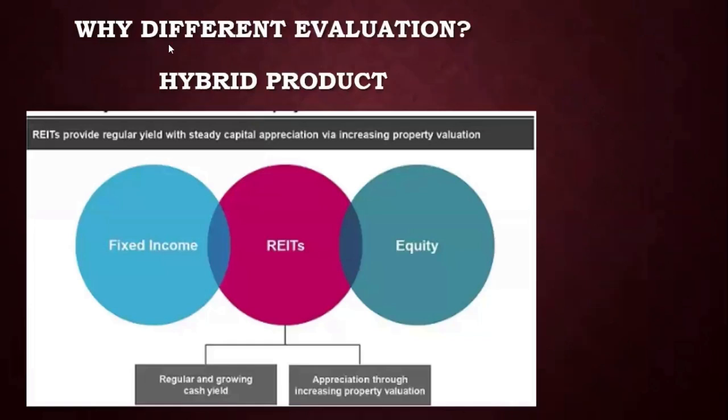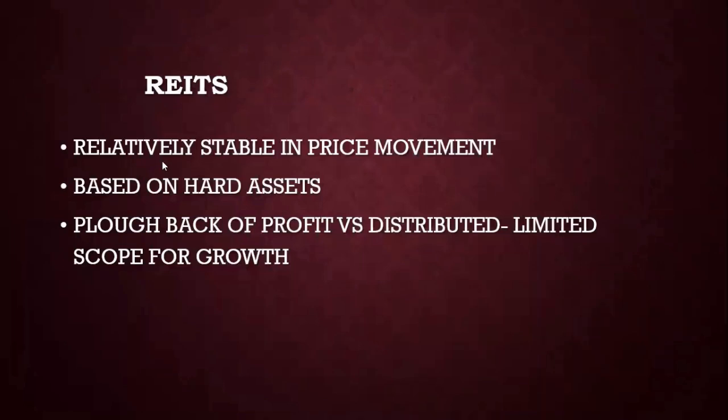Now, why is there a different evaluation approach in case of REITs? Because again, REIT is a hybrid product. REIT is somewhat like fixed income investing and somewhat like equity investing. So for REITs, if you really look at it, there could be price stability in movement, which is far greater than equity. There would be an asset base, which is hard assets underlying it. And in case of REITs, the major part is distributed, whereas in case of equities, a major part is ploughed in. So that's a very major difference in case of REITs versus equities.